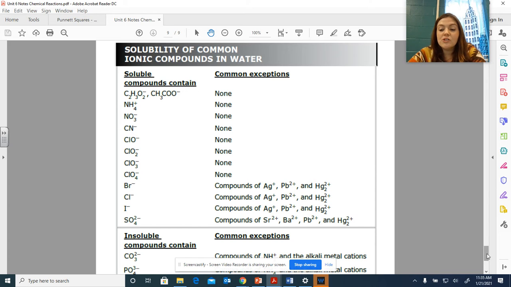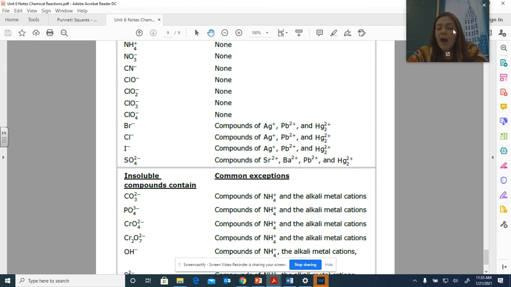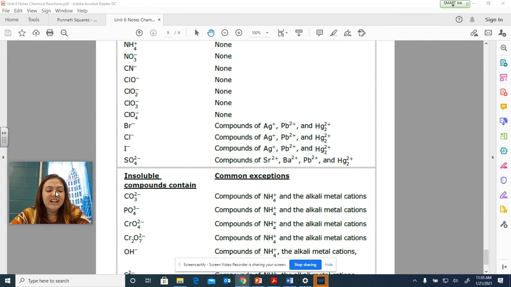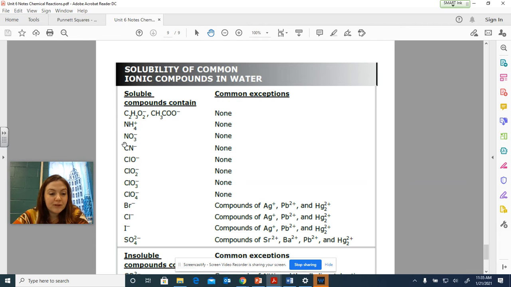So this is your solubility chart, okay? So I have to go back and forth between this one today. I'm yawning. I wasn't yawning earlier. So my solubility chart has soluble compounds over here. So when these are in a compound, they are always soluble. So there are no exceptions. They're always soluble. Now you have a couple down here, starting with bromine, chlorine, iodine, and sulfate.